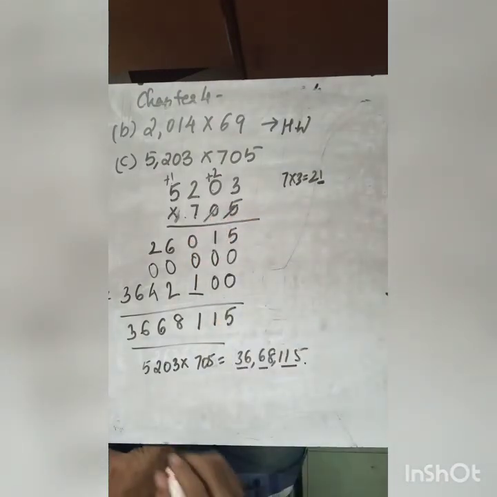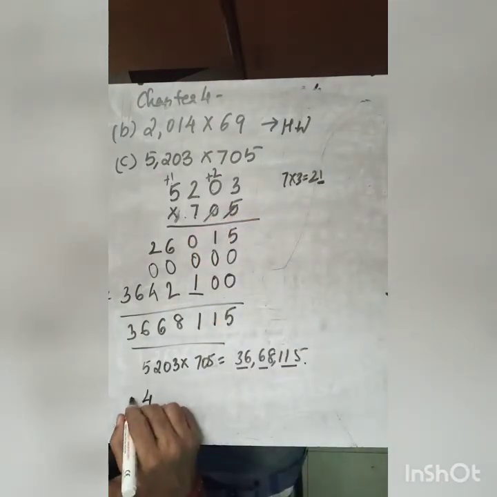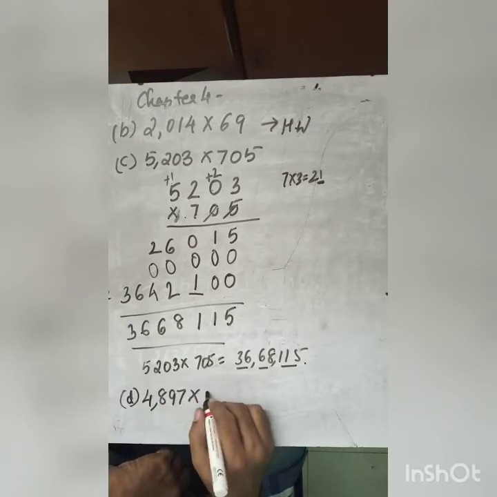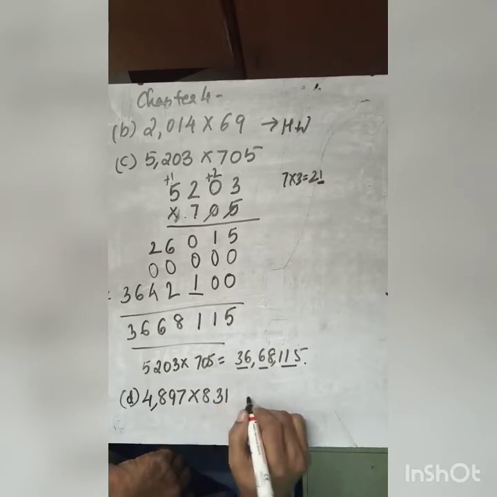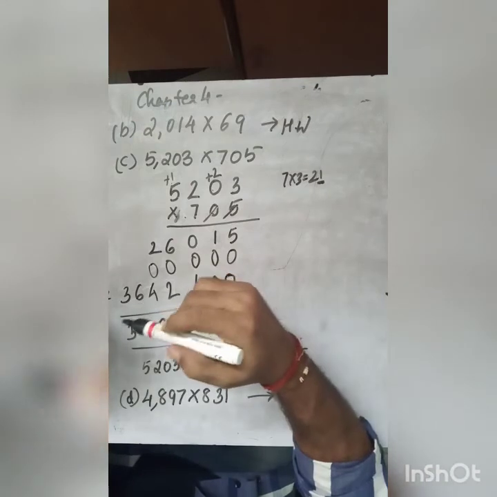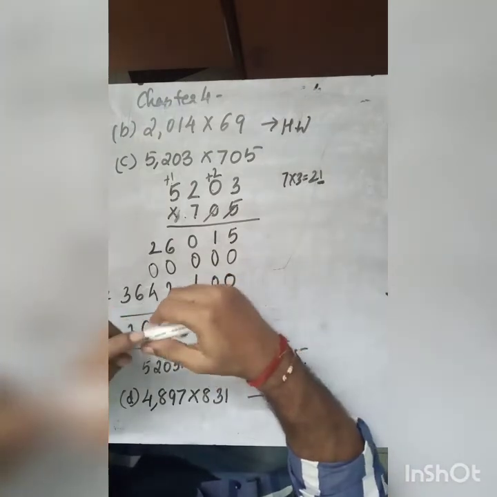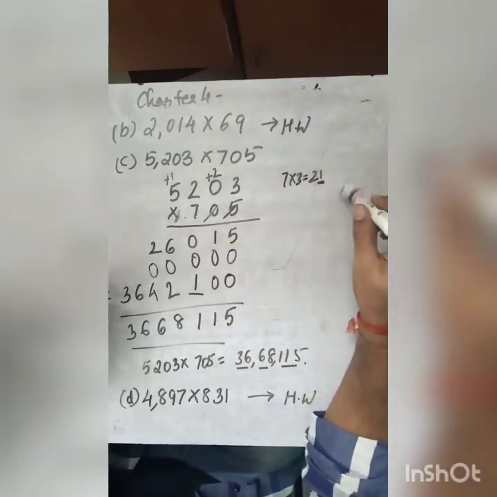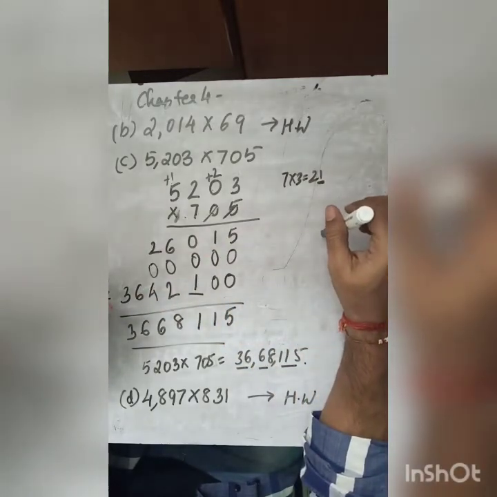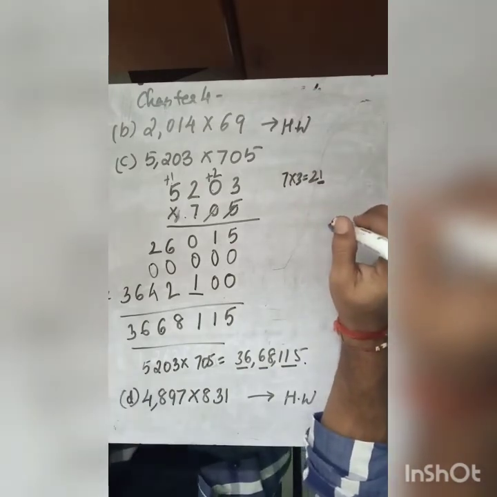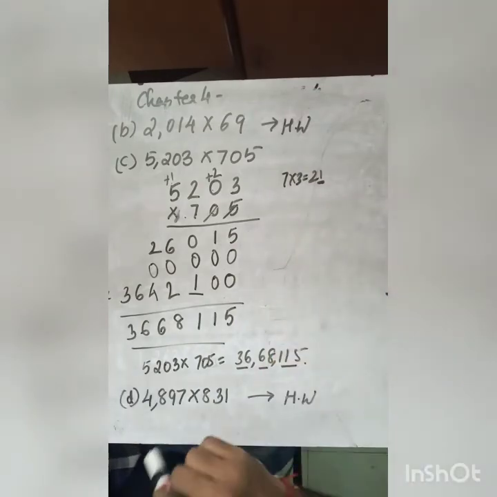So with this, we are done with sum number C. Sum number D would be homework, that is 4897 multiplied by 831. Please do this. Once you're done, you can show the answers to your parents, or else you can send them to us. We can check if your sum is correct. And if you have any issues, please call us. We would be more than happy to assist you. Now we're done with D, which would be homework.